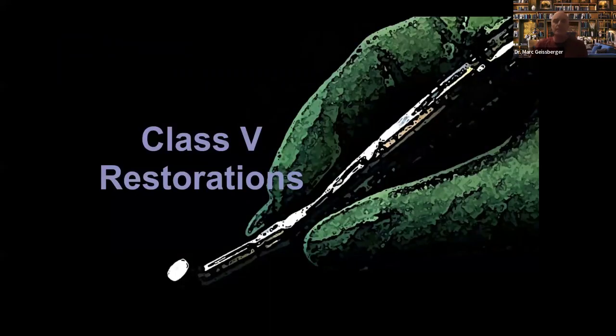Now, I want to talk a little bit about a few restorations and techniques that I use. I'll start with class fives and go over these fairly rapidly just because of our limited time. But I want to give you a few little tips and tricks that I use. And I'll talk a little bit about how I apply a bonding agent to these.